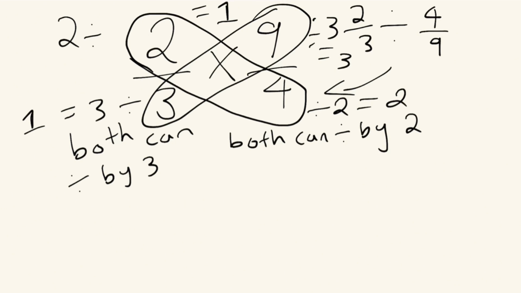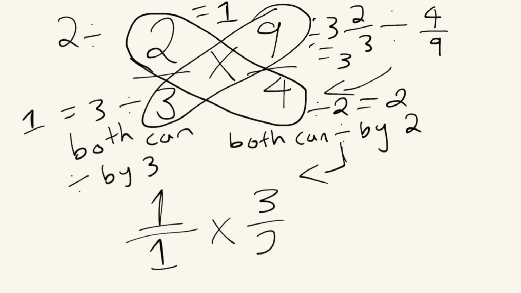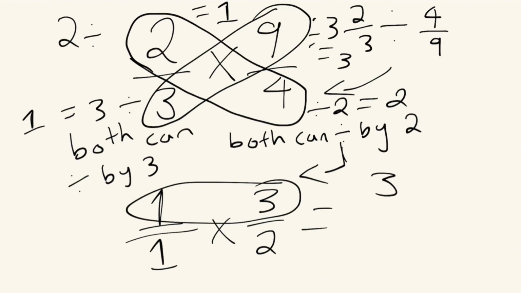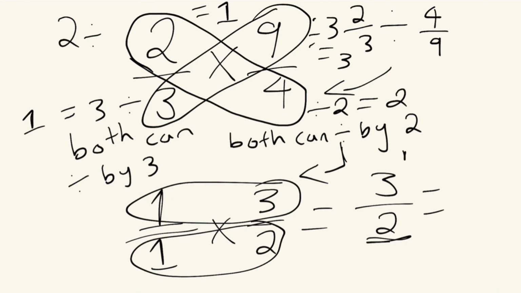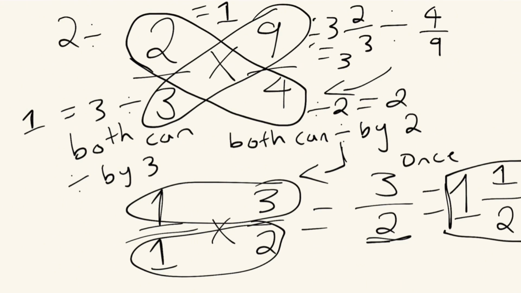So now we have a whole new equation here. We have 1 over 1 times 3 over 2. And now we can just multiply straight across, which is 3 times 1 equals 3, and 1 times 2 equals 2. And so now we simplify this. So 2 can go into 3 only once here. And so now we have 1, and when we subtract 2 from 3, we have 1 left over, and that's 1 and 1/2.